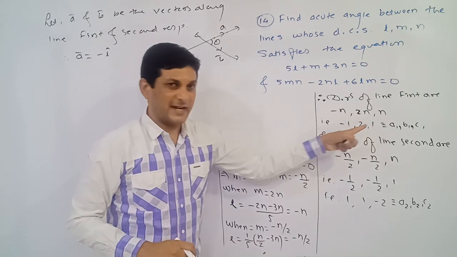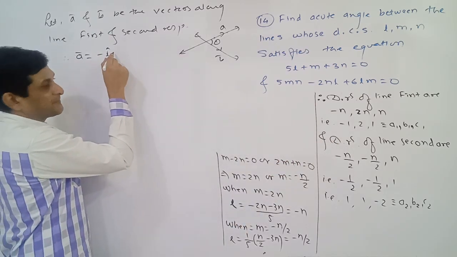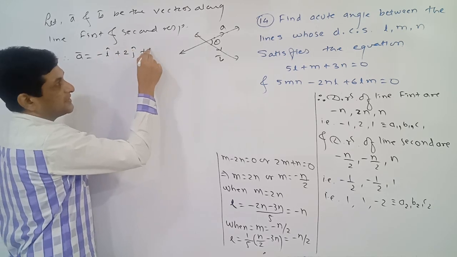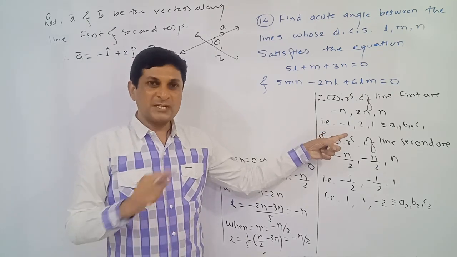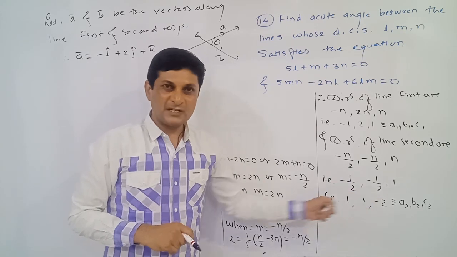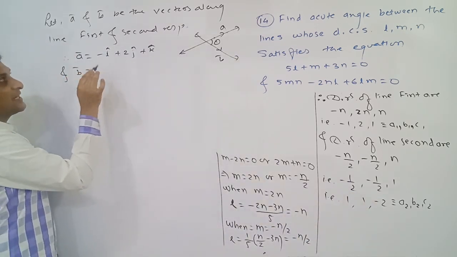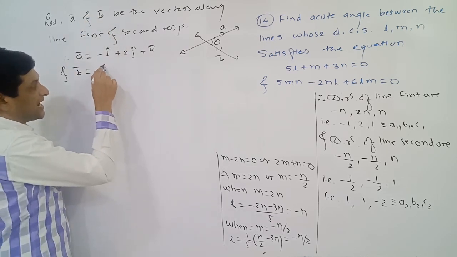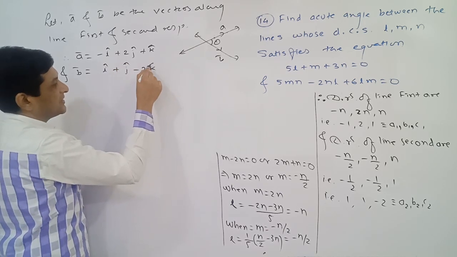Minus 1, 2, 1. So therefore the vector along that line is minus 1 plus minus i cap plus 2j cap plus k cap. This value we have got from this direction ratio. Using the same method, we find the vector along the second line from the direction ratio of the second line. b bar is the vector along the second line. So what will be its value? i cap plus j cap minus 2k cap.